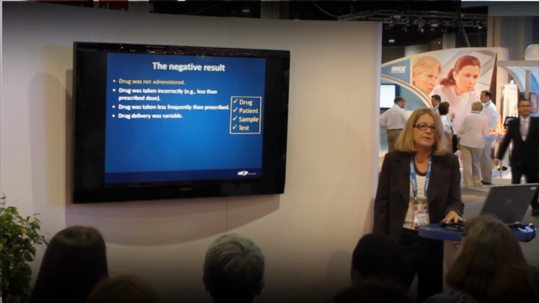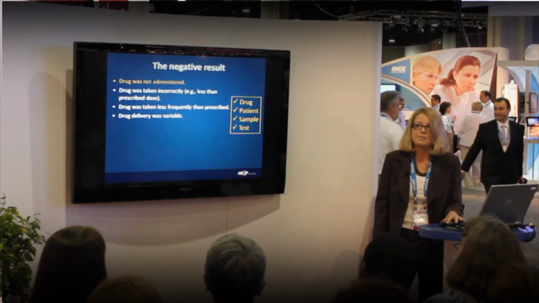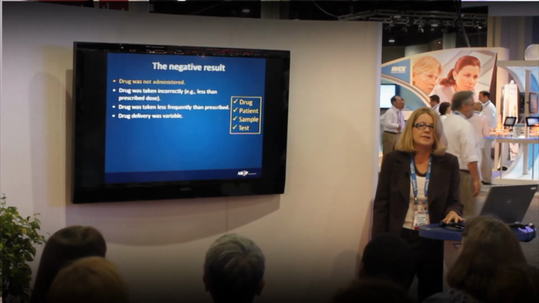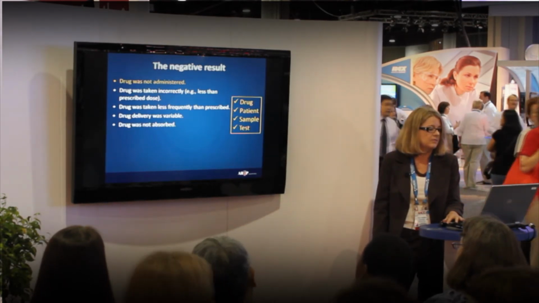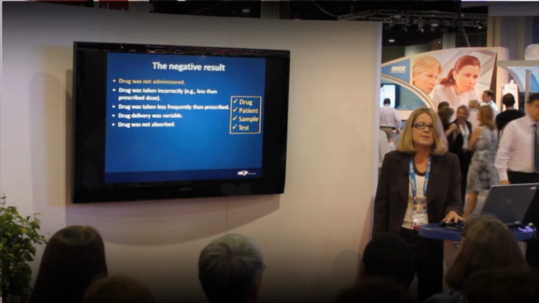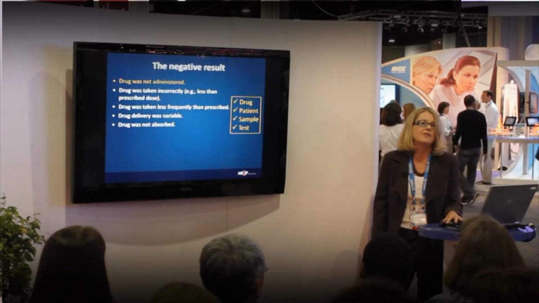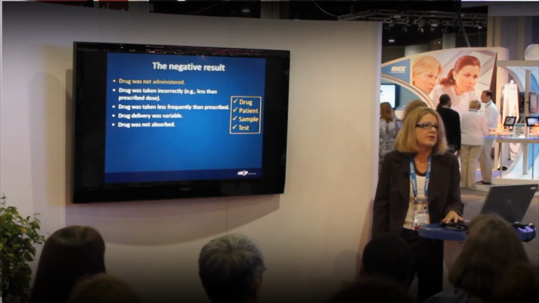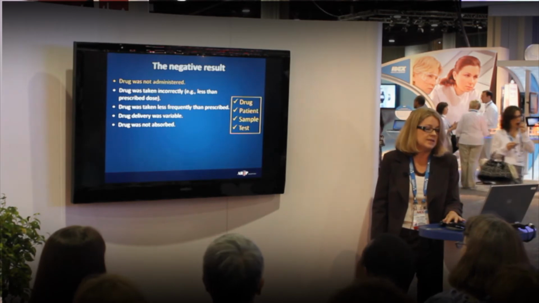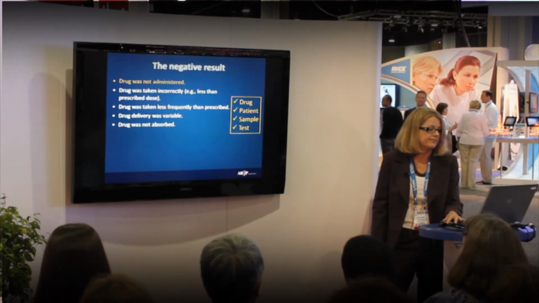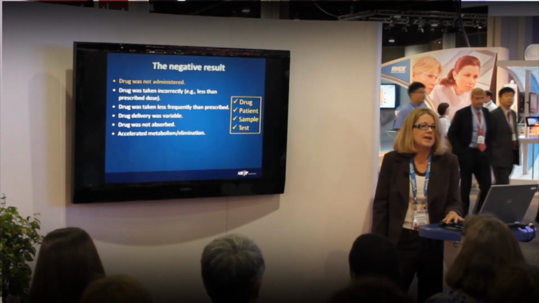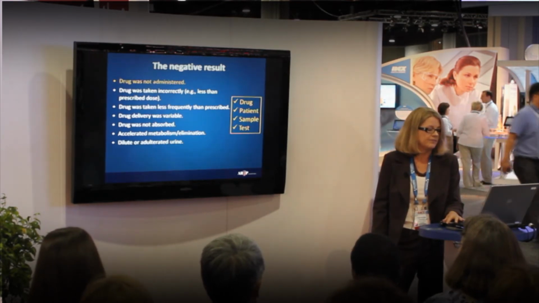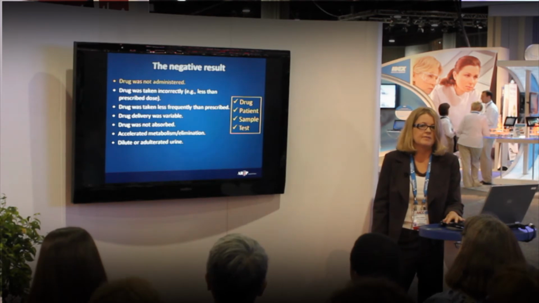Maybe the drug delivery of the particular formulation that's been prescribed is variable and may help explain why that result was negative. The drug may not have been absorbed. Many drugs used in pain management have very wide ranges of bioavailability, so this is a plausible explanation. The patient, him or herself, may have accelerated metabolism or elimination. The urine specimen may be too dilute, or it may be adulterated.